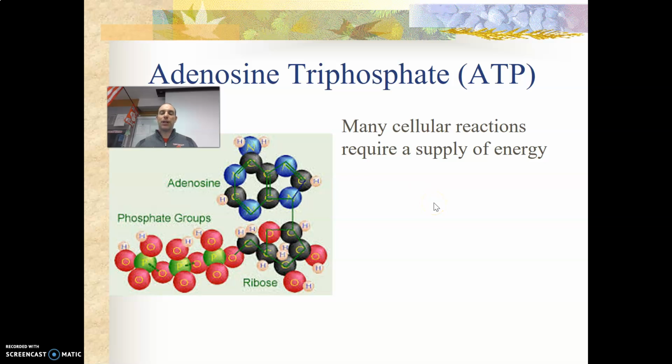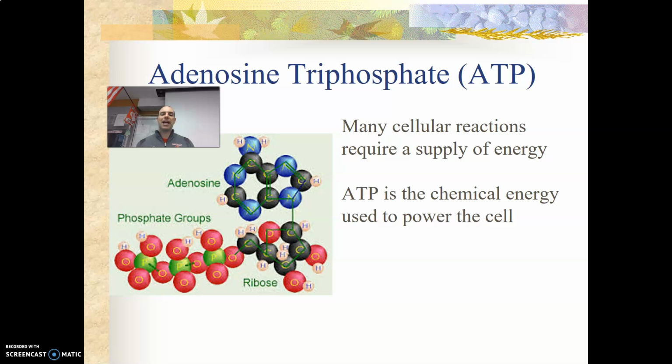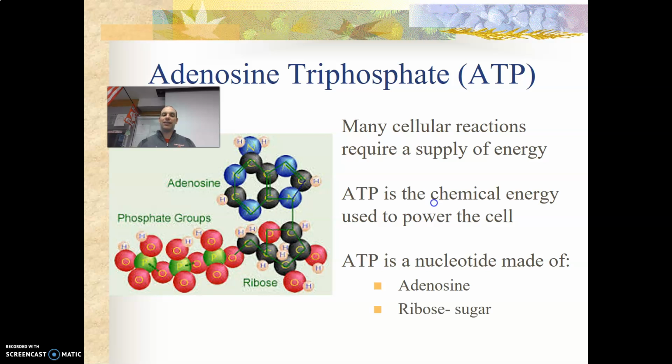Many reactions require the supply of energy, and ATP is the energy that they're going to use. ATP is the chemical energy used to power the cell. ATP is a nucleotide made up of the following: adenosine, a ribose sugar, and 3 phosphate groups. So check it out over here. We've got phosphate group 1, phosphate group 2, phosphate group 3. Then you've got your ribose, which is a sugar, and you have your adenosine. So adenosine, tri-1,2,3, phosphate. All right, that's why it's called that.